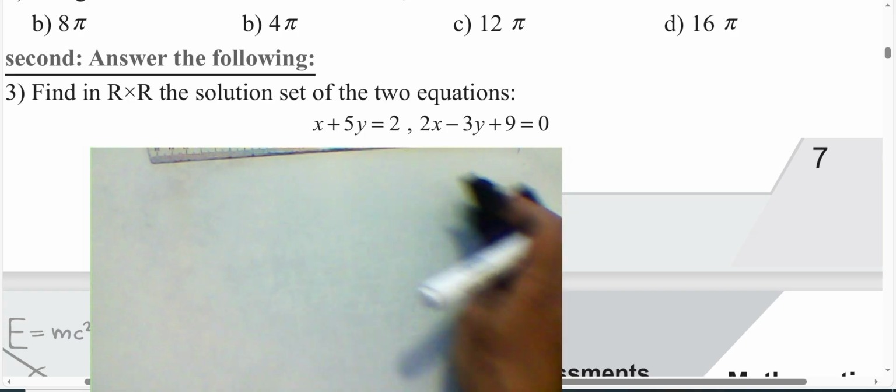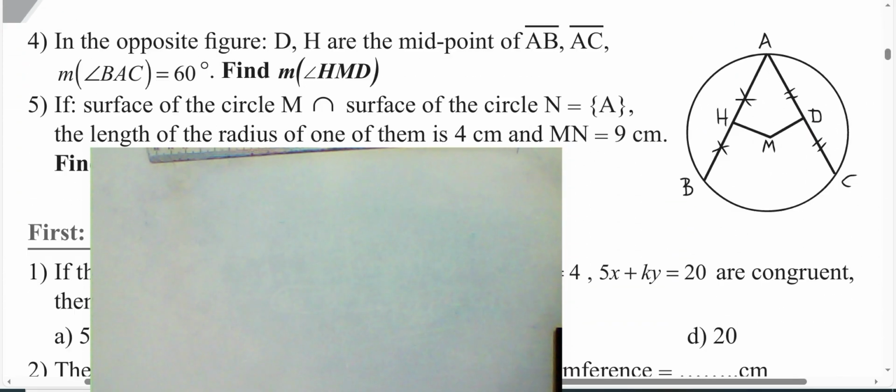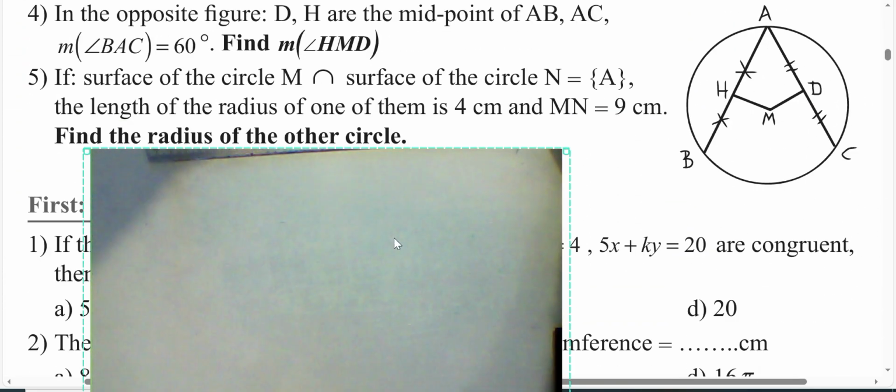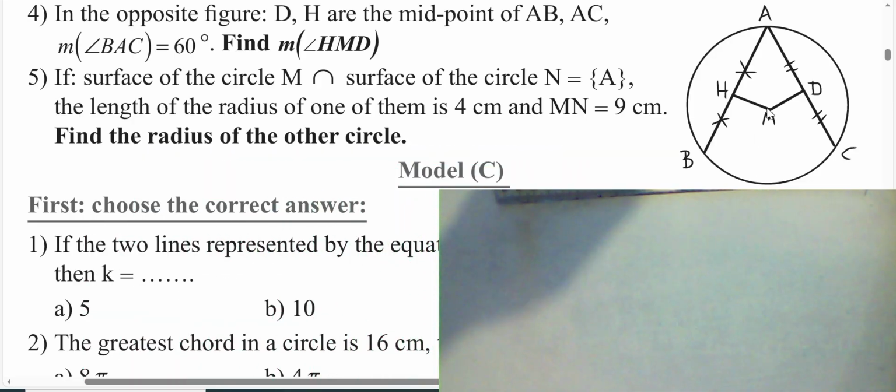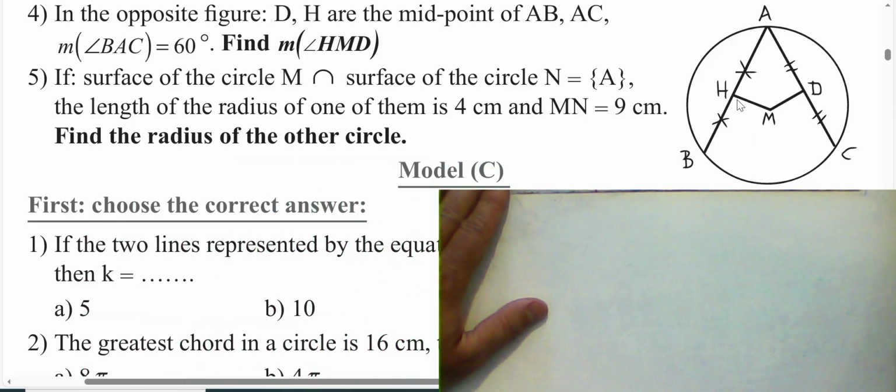Look at the next question down here with me. So the figure, look at here, he wants to find the measure of angle M. We have H is the midpoint of AB and D is the midpoint of EC. He gave me the measure of angle A was 60 degrees. So we can find the measure of angle M, it will be 120.